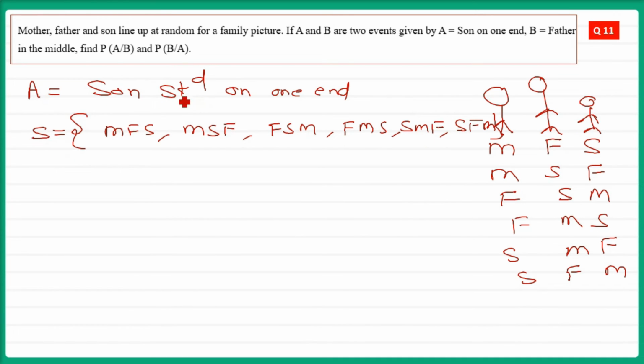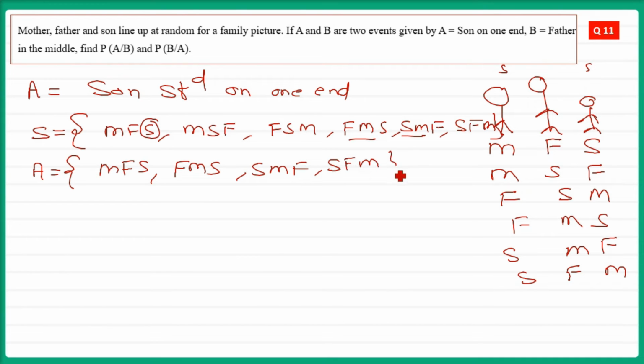Now what is A saying? Son standing on one end. So son has to be either on the left or on the right. So son is here on the right, son is here on the left, and son is on the left in the third also, and the first one also. So the A set will be what? You just have to see if son is not in the middle. If son is in the middle, you will not take it. Others you have to take. So MFS, father in the middle, FMS, mother in the middle, SMF, mother in the middle, and SFM, father in the middle. Or in other words, you can say son has to be on either left or right. Now what is the number of elements in A? Just count them: 1, 2, 3, 4. 4 of them. Now coming to the set B, father in the middle.